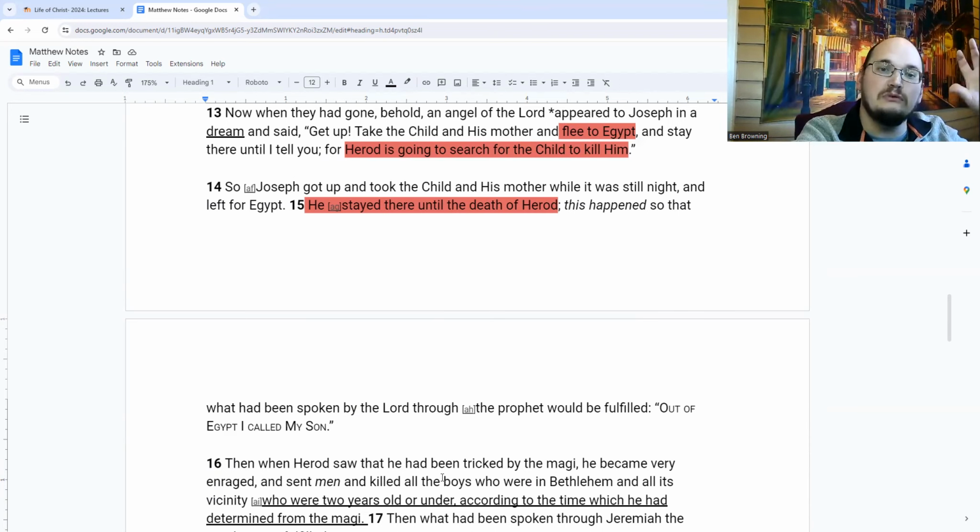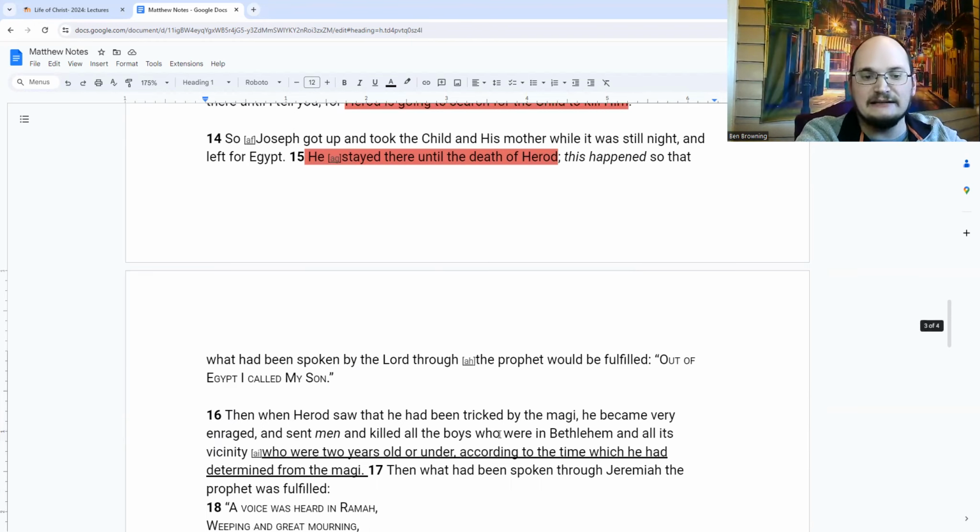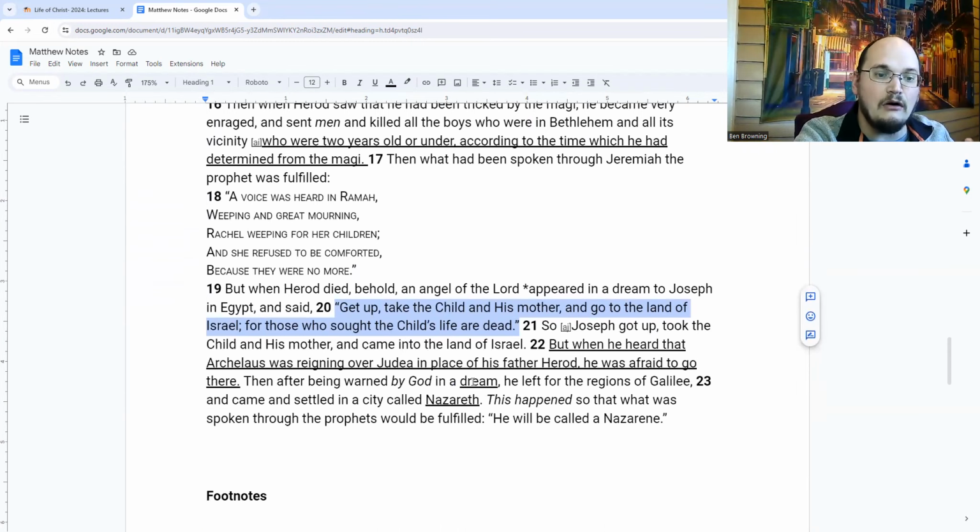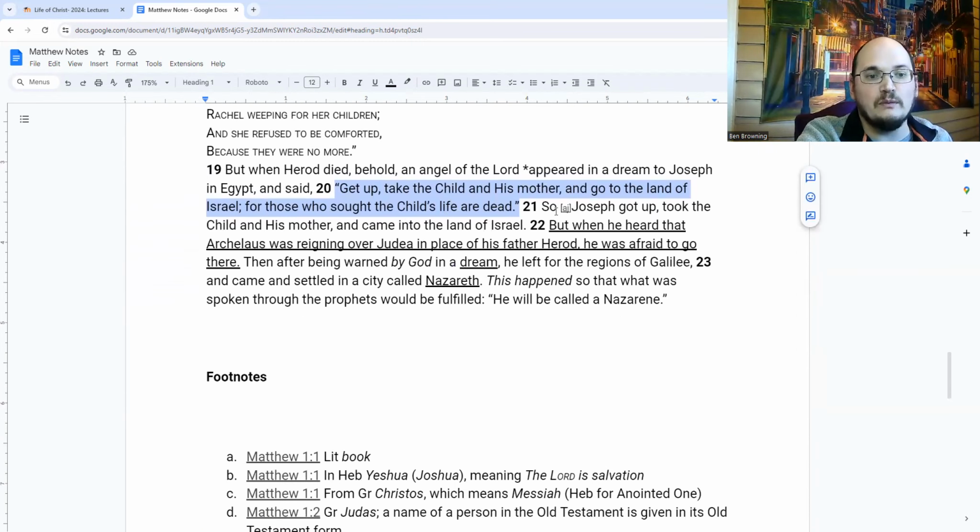So I hope that as you look through this, you'll see these very clear parallels with the Old Testament and with Exodus in particular. Now, in this very last part, we see Joseph is actually going to go back. So Joseph got up, he took the child and his mother, and he came to the land of Israel. But when he heard that Archelaus, this is Herod Archelaus, Herod the Great's son, was reigning over Judah in the place of his father, he was afraid to go there.